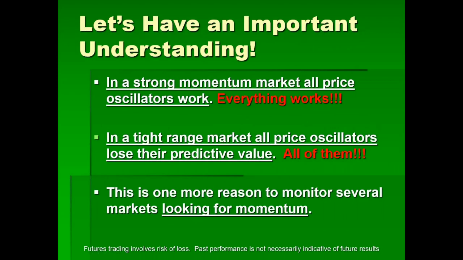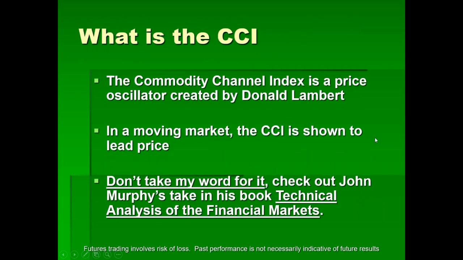Now here's an important understanding, again, keeping along that theme that we're all adults here. In a strong momentum market, all price oscillators work, and I mean everything will work. In a tight range market, all price oscillators will lose their predictive value, and I'm telling you, all of them. So this is one more reason to monitor several markets looking for momentum.